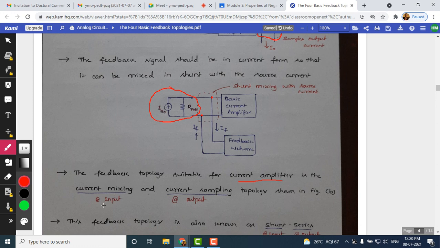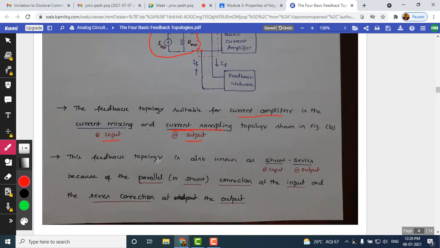Current mixing happens at the input and current sampling happens at the output. Since this type of amplifier is a current amplifier, you should see the mixing and sampling happening at the input and the output. Based on the type of mixing, whether it is series or shunt mixing, since it is a current amplifier, sampling happens in a series manner and mixing happens in a shunt manner.